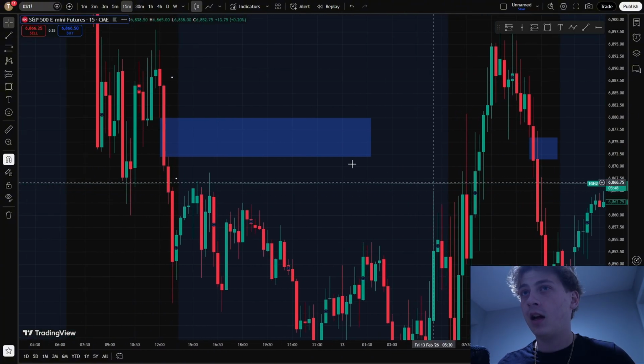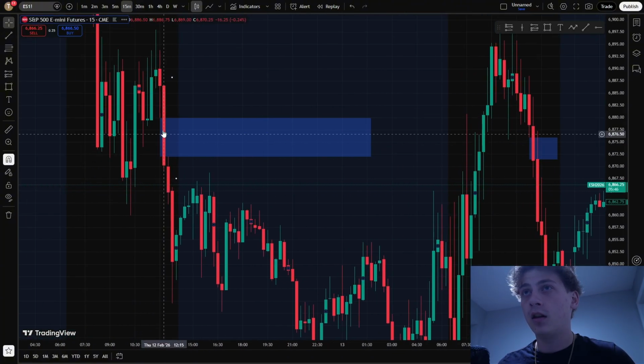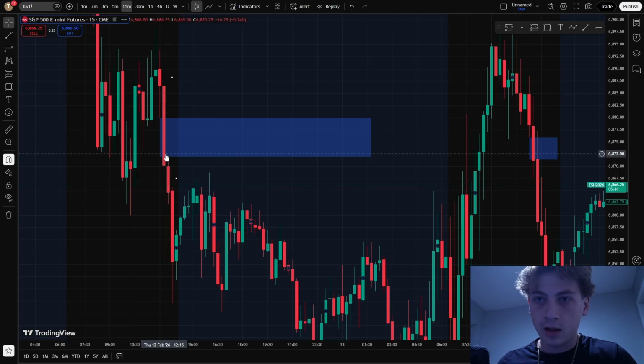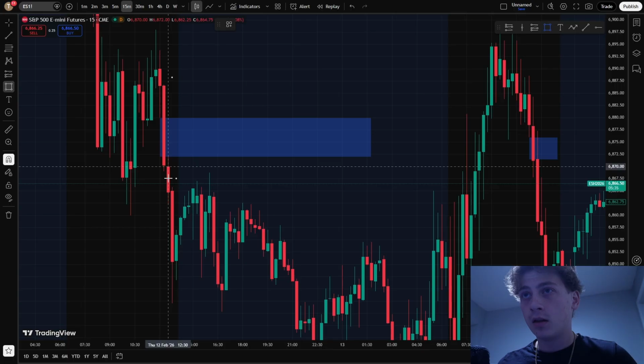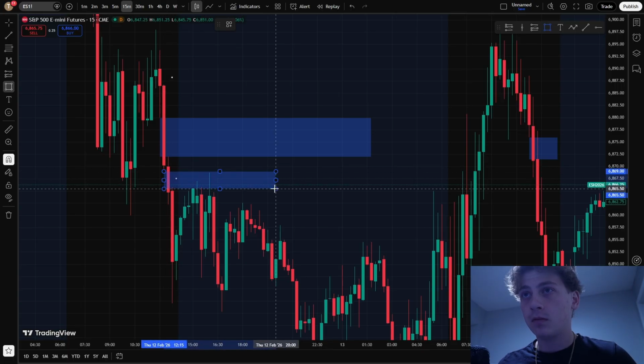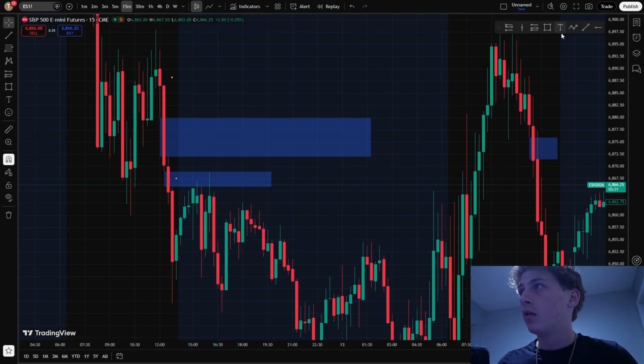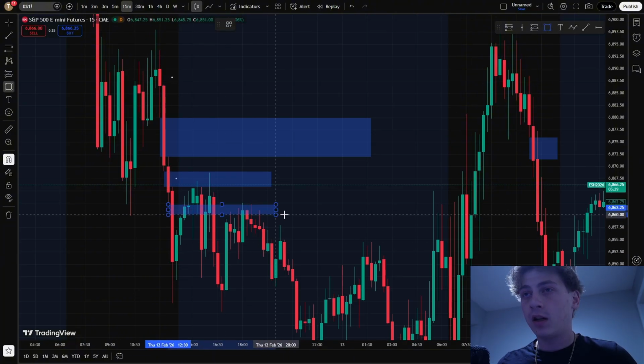A fair value gap is where there is nothing touching the body of this candle here, right? You can see there's no wicks coming between it. So that would be a fair value gap. This would be a fair value gap, right? This would be a fair value gap.